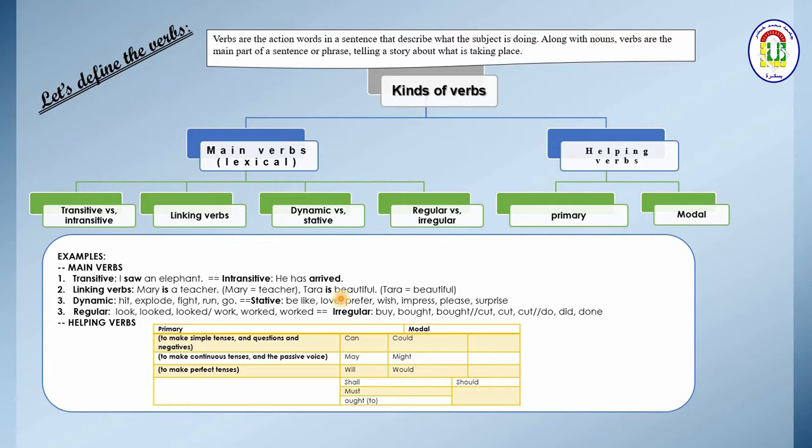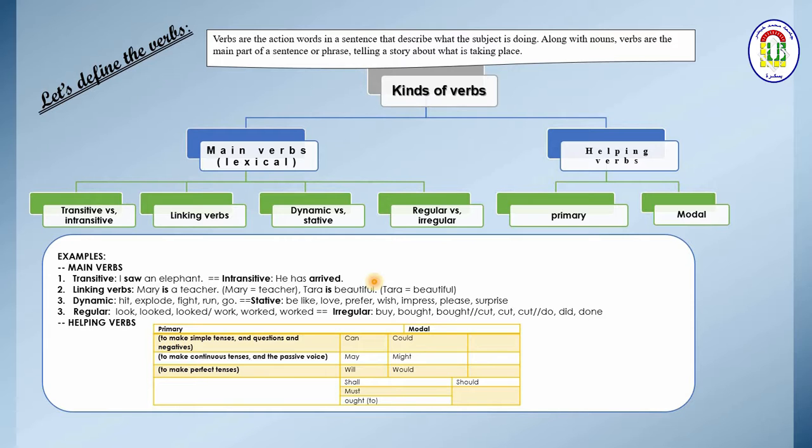So, Tara is beautiful. What does it mean? It means that it is equal to. It means that there is a certain complement. So, it adds something to the subject, sorry. So, Tara is beautiful. Tara is equal to beautiful.